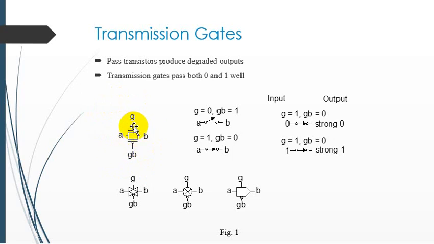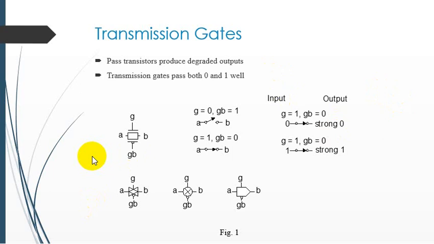When we apply 1 to the G, we will receive a strong 1 output, and when we apply 0 to the G, we will get a 0 output, and we can say that it's a strong 0 output. So basically, in a circuit where only a 0 or a 1 has to be passed, the appropriate transistor, either the N or the P, can be deleted, reverting to a single NMOS or PMOS device.